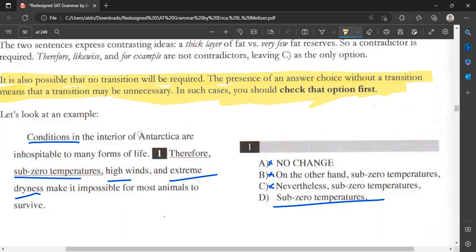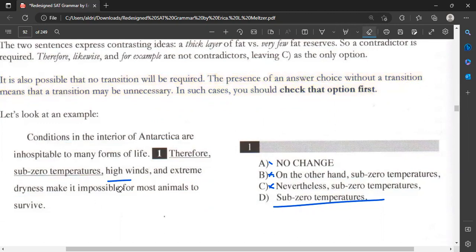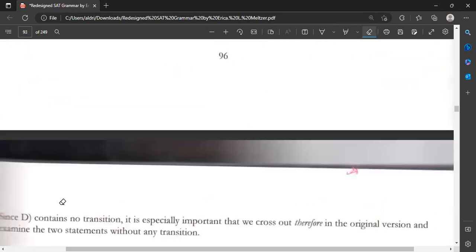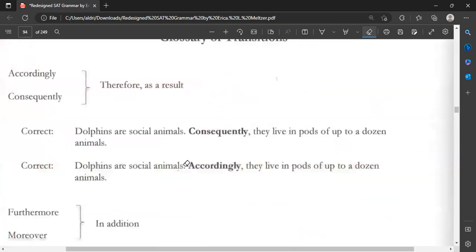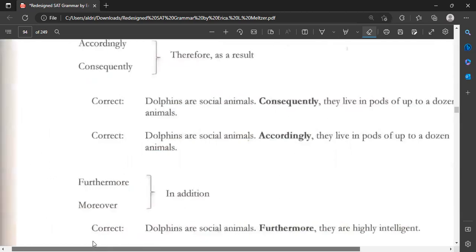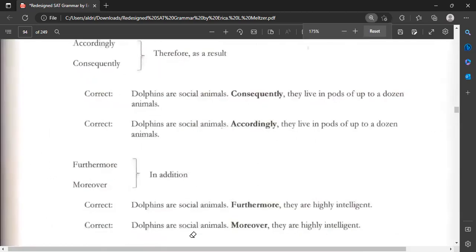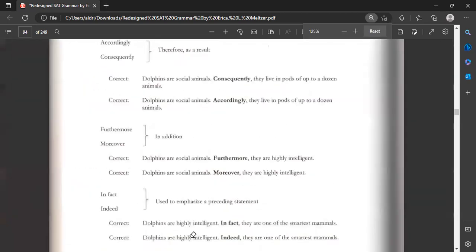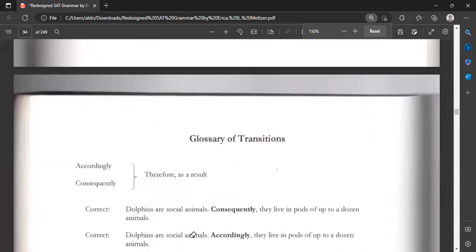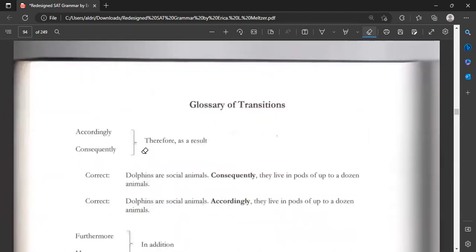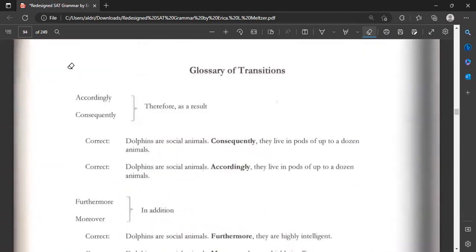All right, awesome. Okay, so this is what I would advise you guys to do now, even after this lesson. I want you guys to go back to this book and look at page 98. On my device it is 94, but page 98 in the book. And I want you guys to look at this glossary of transitions. So accordingly, consequently, this means the same as therefore or as a result. These are cause and effect.